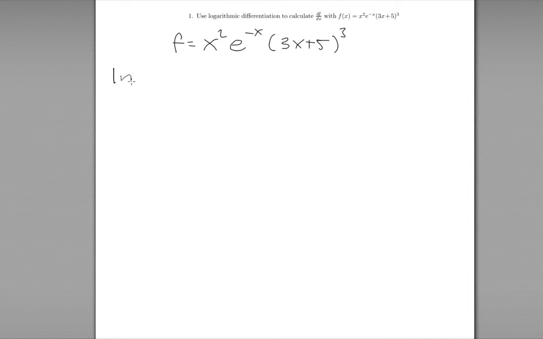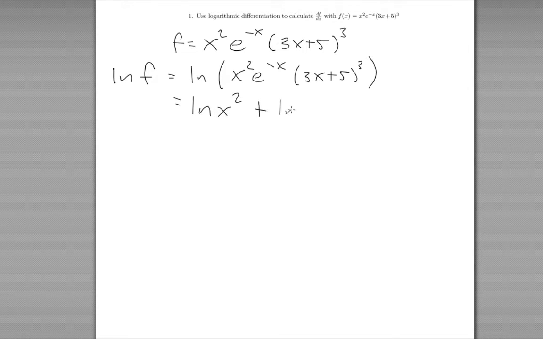So I'm just going to take the logarithm of both sides. ln f is equal to ln of x squared e to the negative x times 3x plus 5 cubed. And we can use our rules of logarithms, namely the fact that inside the logarithm there are these three functions multiplied together. So we can use the rules of logarithms to break this up into three different logarithms: ln of x squared plus ln of e to the negative x plus ln of 3x plus 5 cubed.